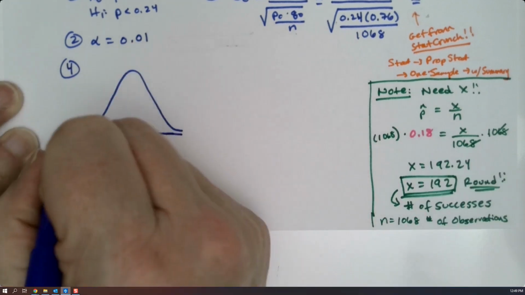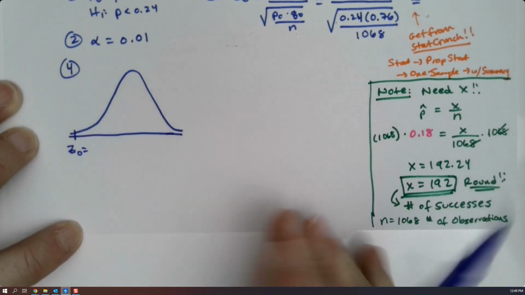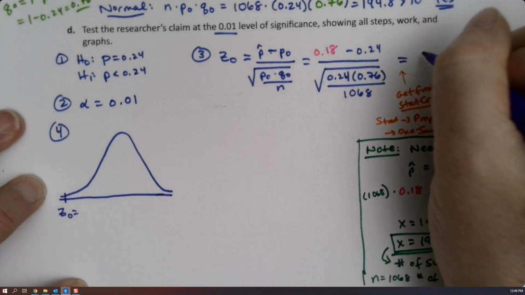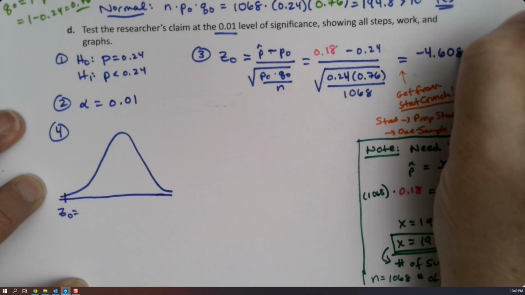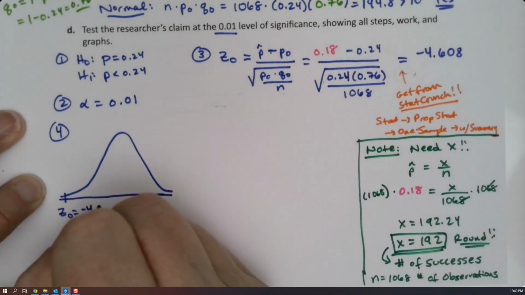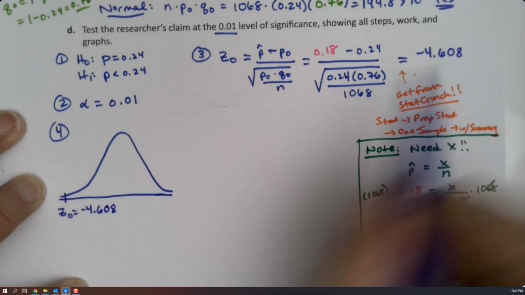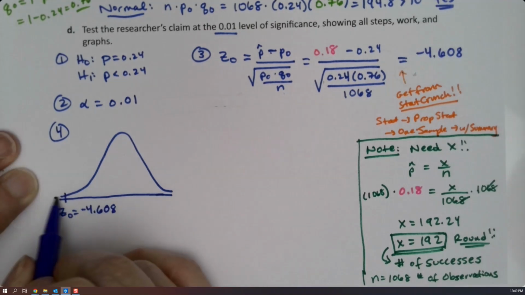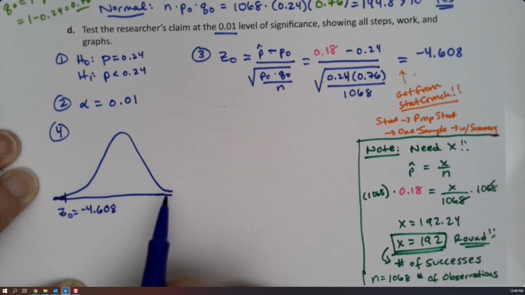And we've got a z-score. Our z0 is, oh, and I forgot to put it up here. It was negative 4.608. That number becomes that number down here. If it's on the left, it'll be negative. If it's on the right, it'll be positive.